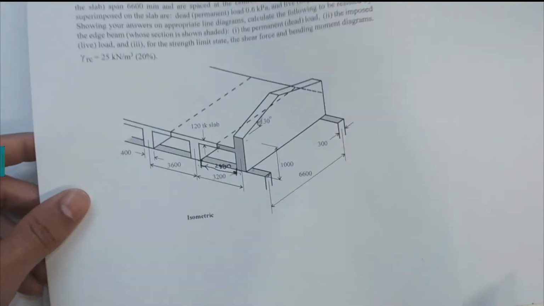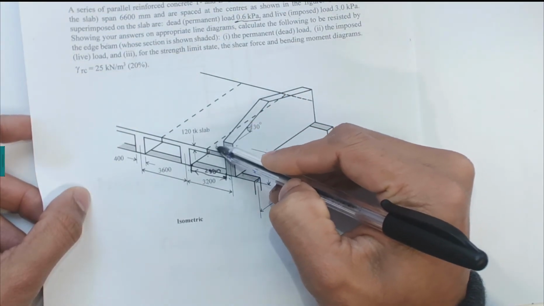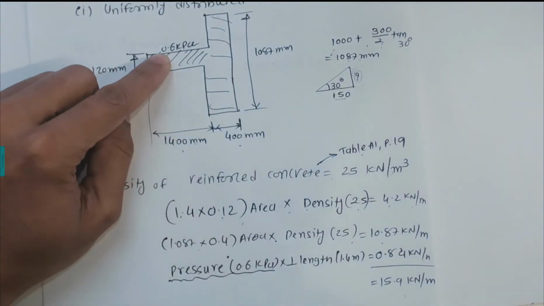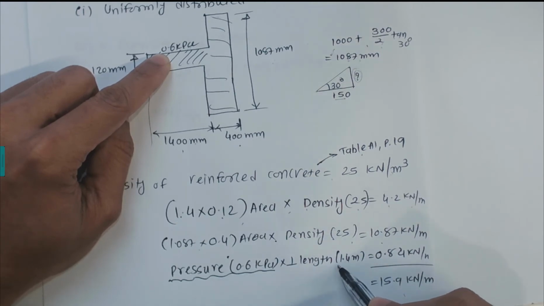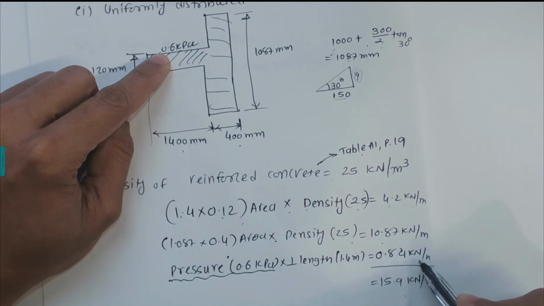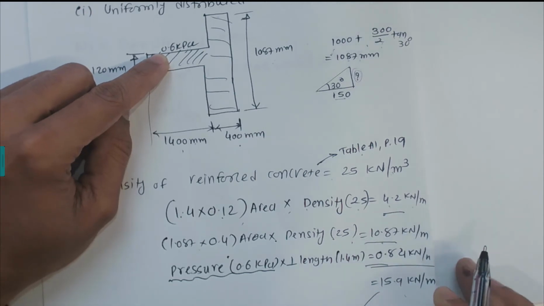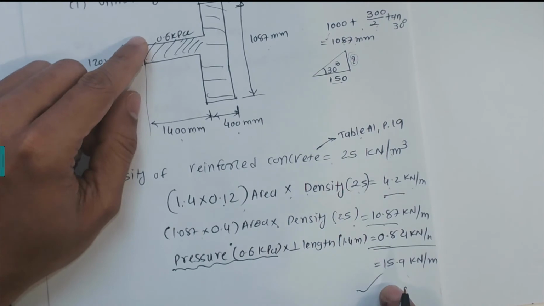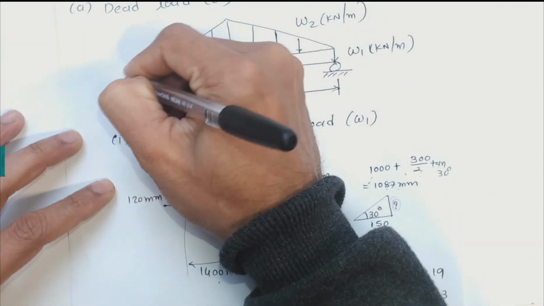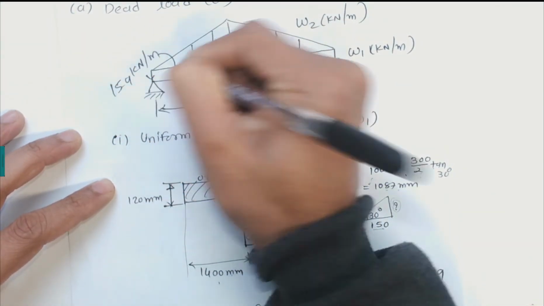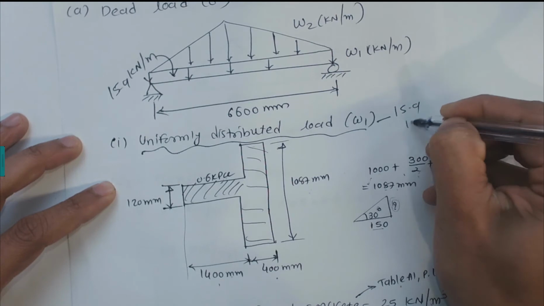And in the question, it has given 0.6 kilopascals. That is the dead load on this flat slab. Converting pressure into the UDL, we have the pressure times the perpendicular length, which is 0.84 kilonewton per meter. If we add 4.2, 10.87 and 0.84, we get 15.9 kilonewton per meter. So that's the magnitude of this uniformly distributed load W1. So W1 is 15.9 kilonewton per meter.